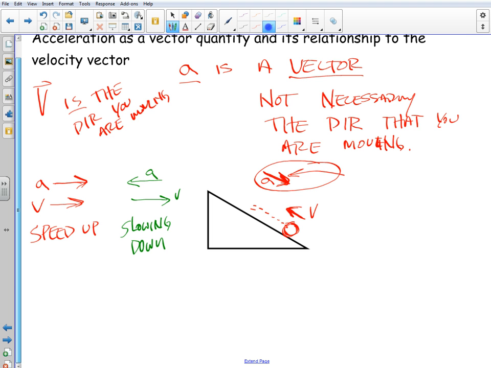So we still describe the change in velocity as acceleration, but its direction as a vector is pointed against velocity. So you could say it is decelerating, slowing down.